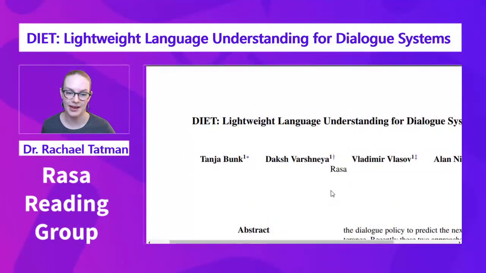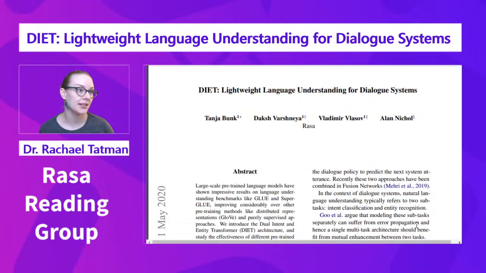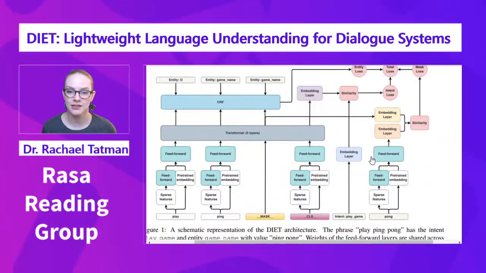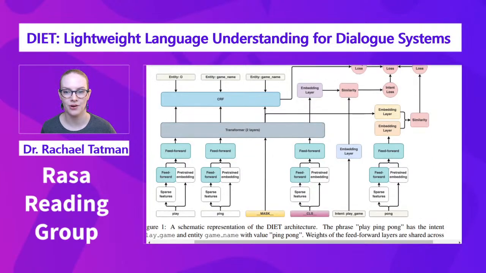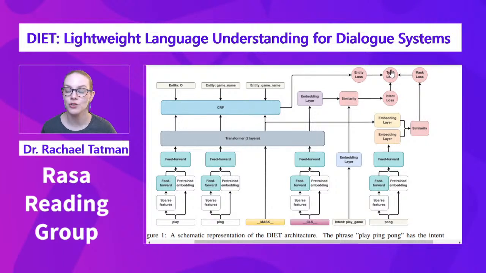So the big takeaway here is that with this approach, you can turn off and on bits as you need for your particular use case. If you remove the arrows around total loss, you can train the entities and the intents separately, which might be helpful, particularly if you really care about intents more than entities.